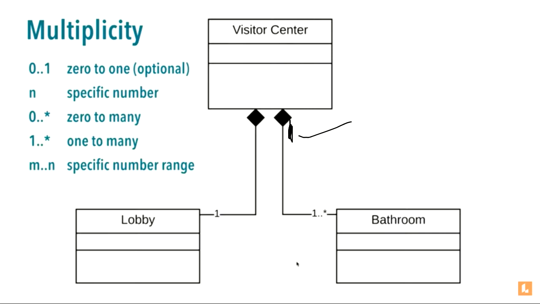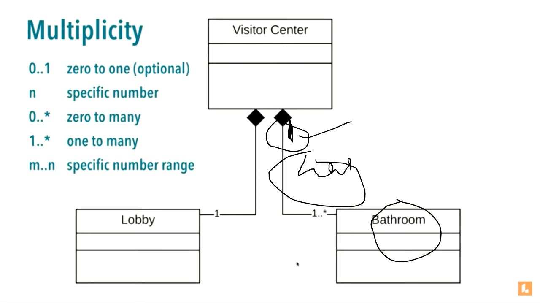No, don't change the English like this, otherwise you get confused. Just keep a has here. Read with has only. Bathroom has one visitor center. Read it like this only. Otherwise what will happen? Definitely you have understood. The meaning is right.